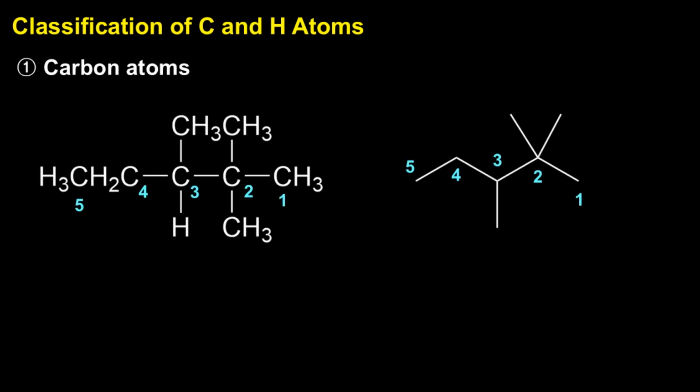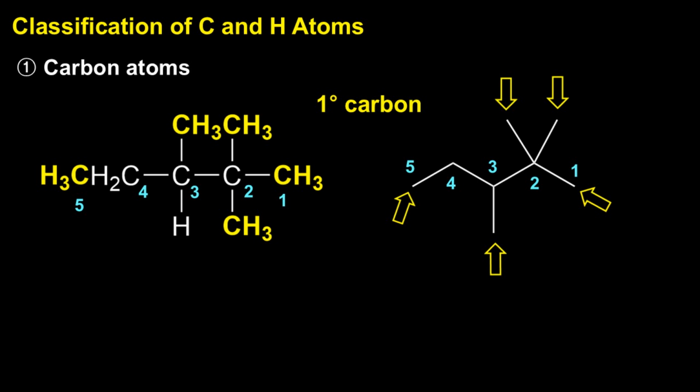Let's take a real example. 2,2,3-trimethylpentane. Here, we've shown the molecule in 2 different ways, one as a Lewis structure and the other as a skeletal structure. But no matter which one you're looking at, the way we classify the carbon atoms doesn't change. This molecule actually has several different types of carbon atoms, so let's break it down and take a closer look.